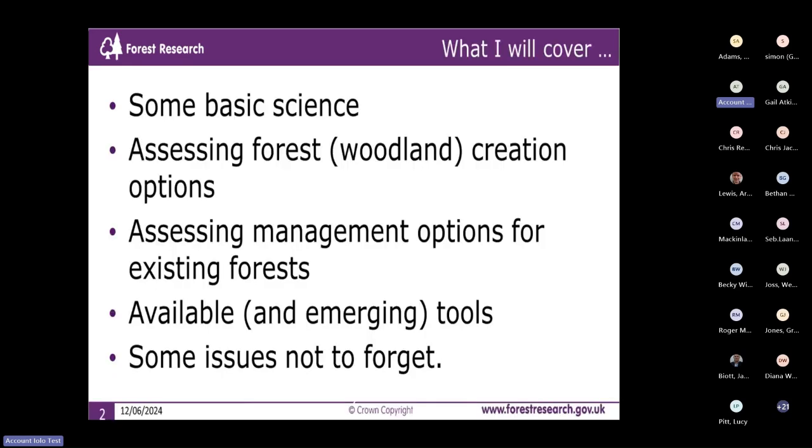So what I'm going to cover is some basic science, assessing forest woodland creation options, trying not to push into the screen while I'm doing it, and assessing management options for existing forests, and quickly overview some available and emerging tools, and end with some issues that we shouldn't forget.